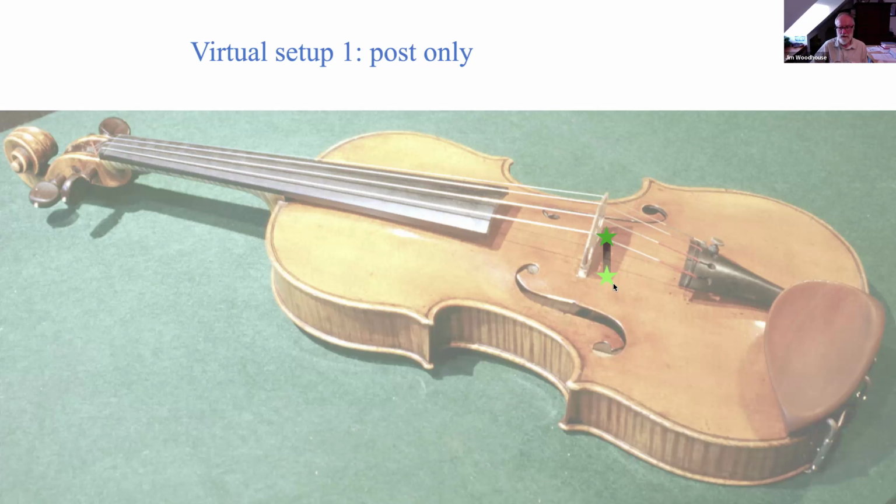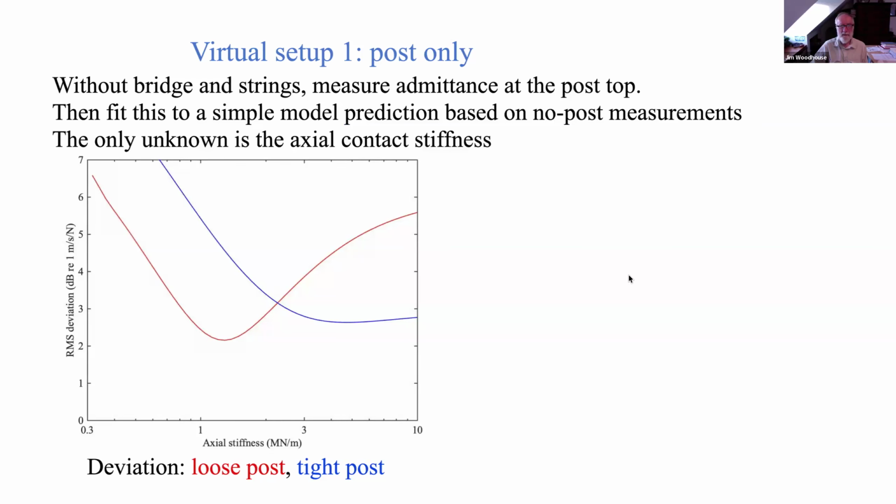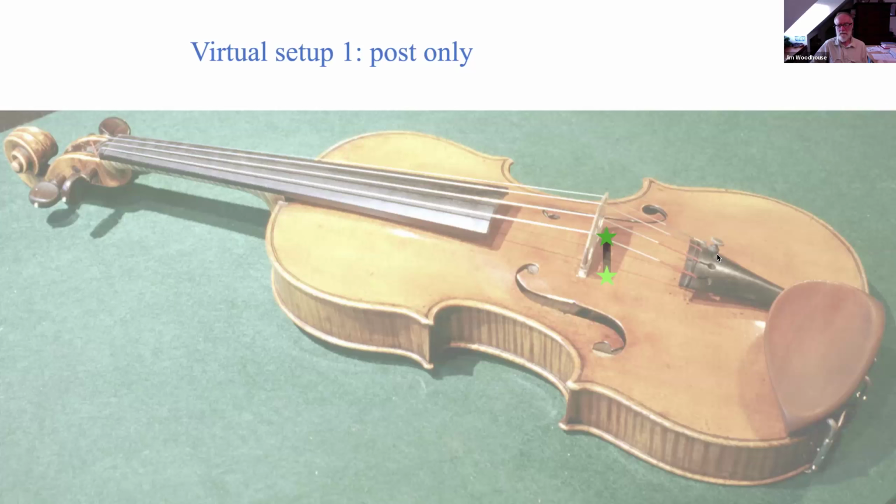So I do these 4 measurements without the bridge and the strings, to measure the admittance at the post. There are 2 stages, right. I should have said this. So we take off the bridge and the strings, but before we take the post out, we do this driving point measurement at this top position. So that's the actual effect on this violin body of having its post in. That'll be our standard of comparison.